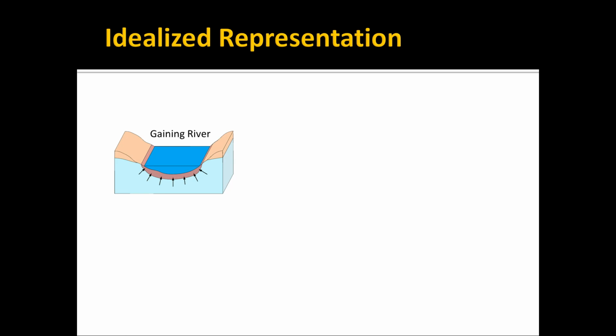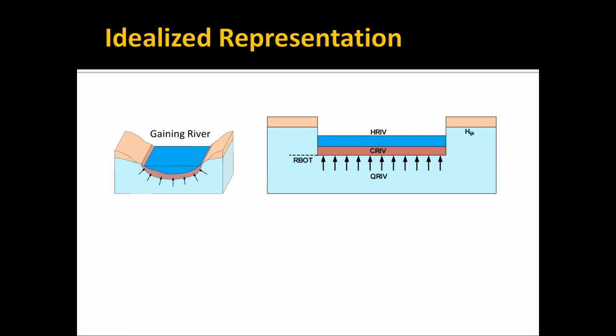This is an idealized representation of a gaining river that we saw in the first slide on this particular topic. And this would be an idealized representation of that system from the perspective of an individual cell in MODFLOW. Now, the cell doesn't look exactly like this, but for a given cell, we don't have all the geometry shown on the left. We just have a few basic parameters.